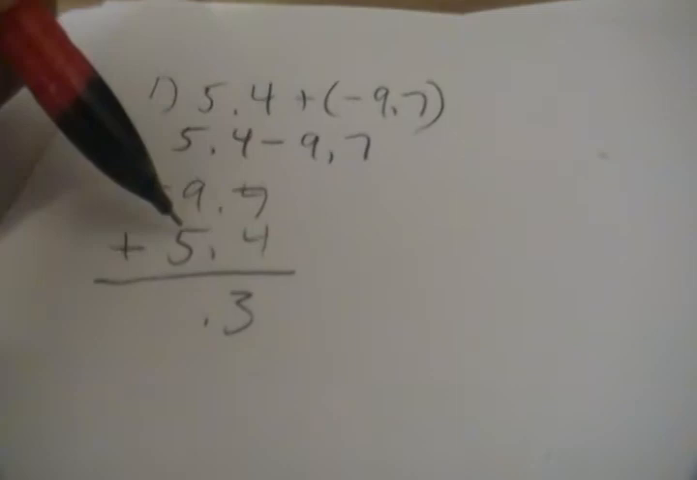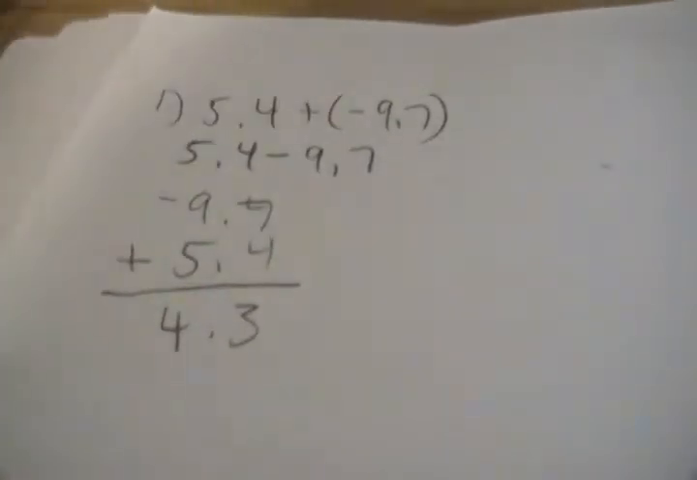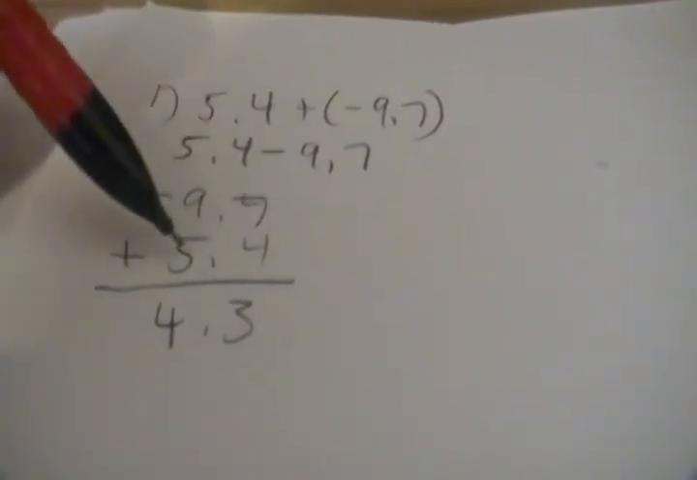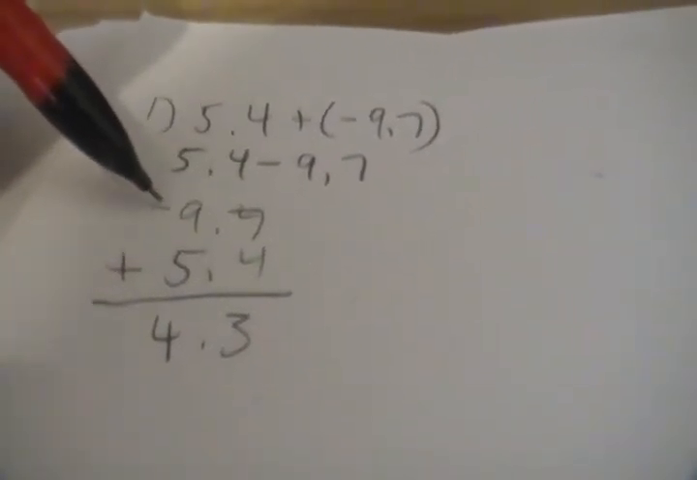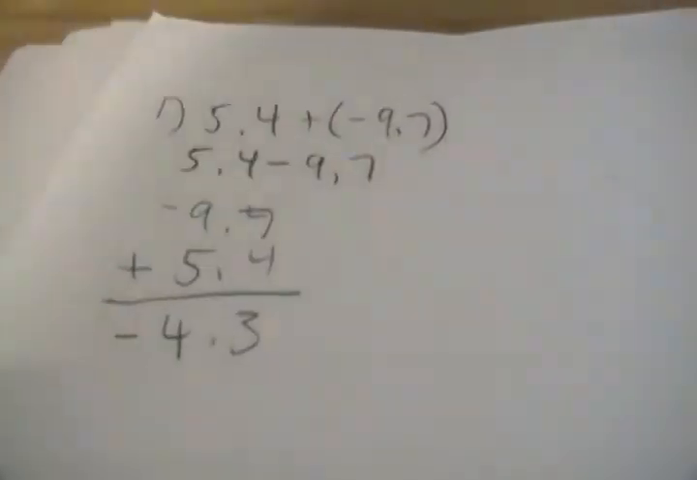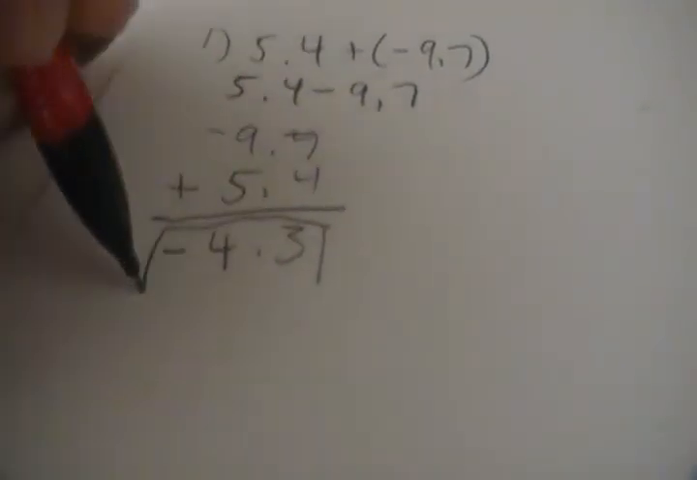Okay, now what's 9 minus 5? 4. Now, because 9.7 is bigger than 5.4 and 9.7 has a negative sign before it, the final answer is a negative number. So it's negative 4.3.